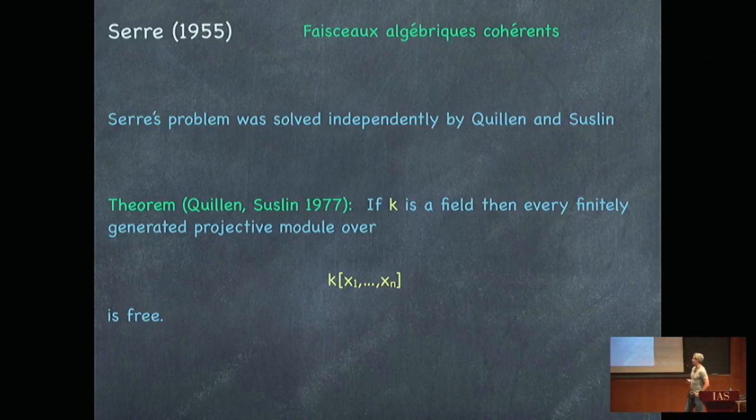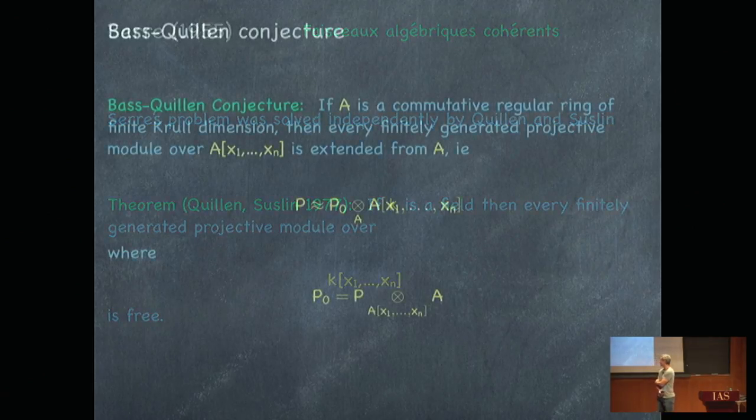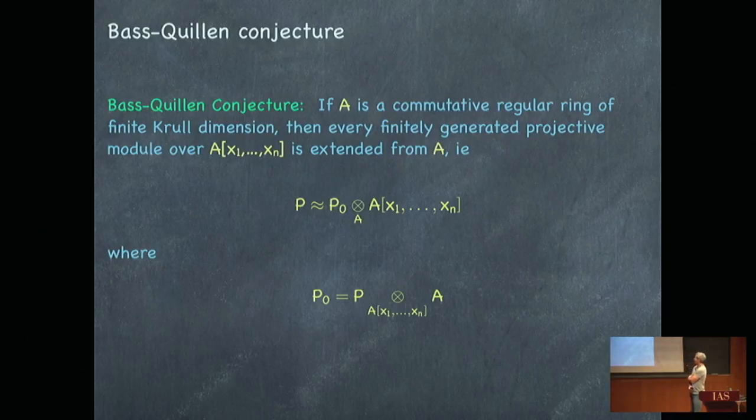And they both showed that, in fact, finitely generated projective modules over polynomial rings over a field are free. And this was the beginning of this idea that bundle theory, on affine varieties, might be something homotopy invariant and accessible to the methods of homotopy theory. So then Bass and Quillen later made the conjecture that if you have a commutative regular ring of finite Krull dimension, then bundle theory, the theory of vector bundles over the spectrum of that ring, is homotopy invariant.